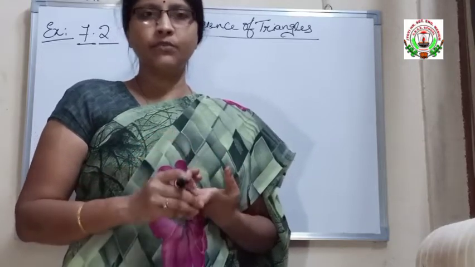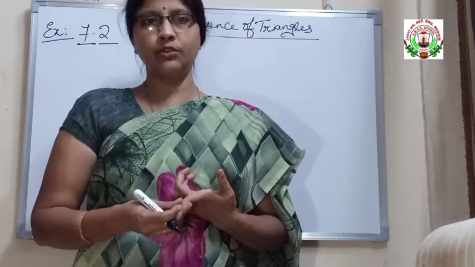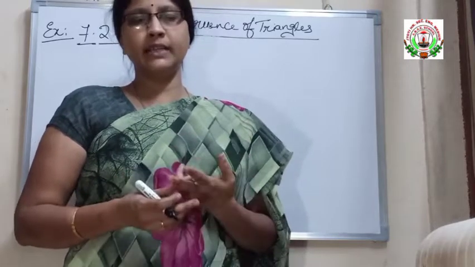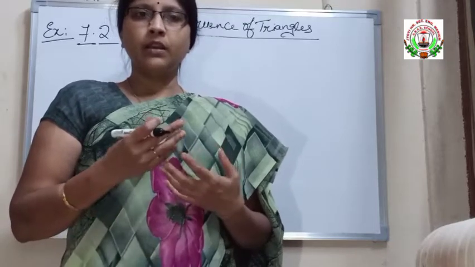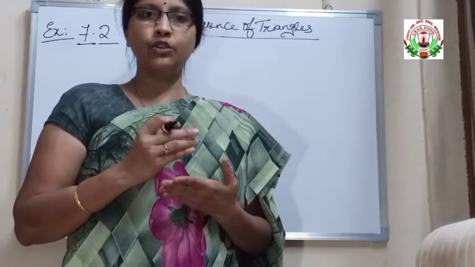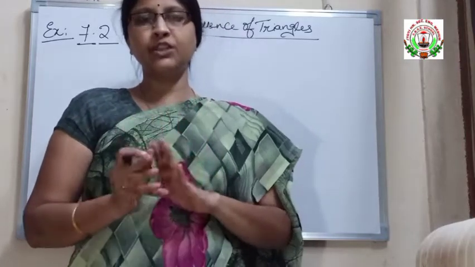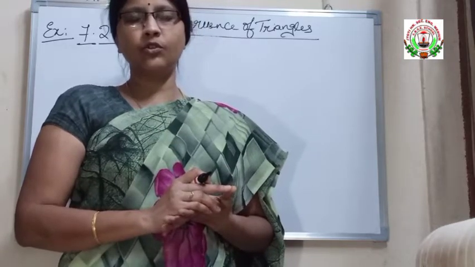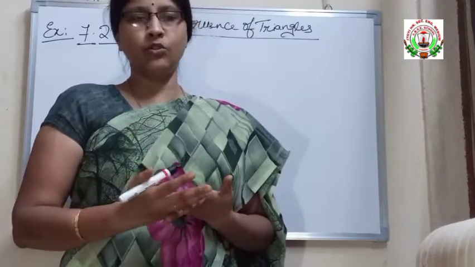Next, when we see congruency for line segments, we have to see the length of the line segments. If the lengths of the line segments are the same, we can say that the two line segments are congruent to each other. Next, we have learnt about congruence of angles. If the angle measures of any two angles are the same, we can say that the angles are congruent, whether the arms are short or long.